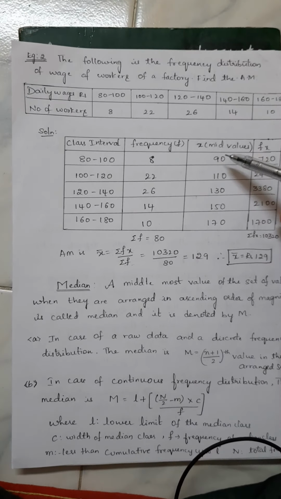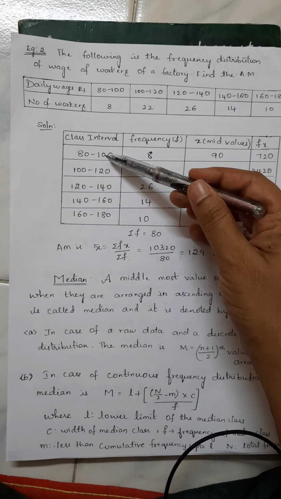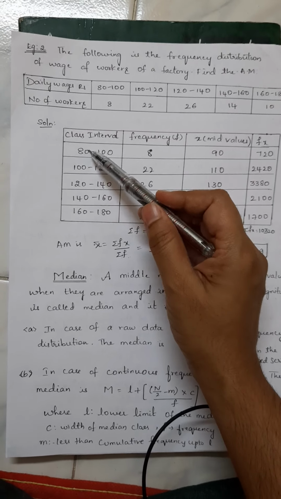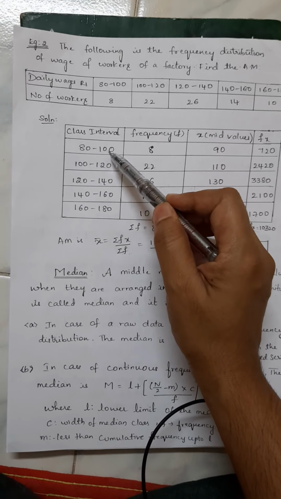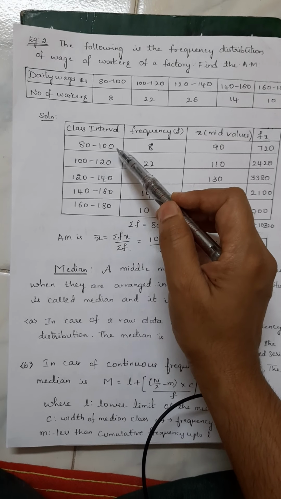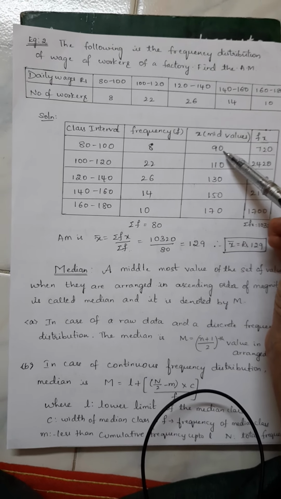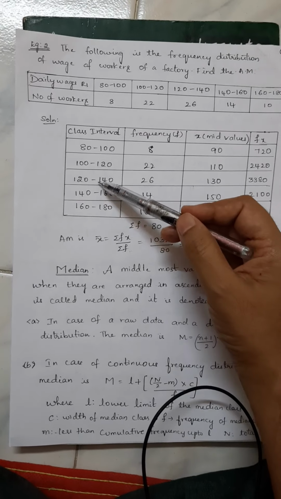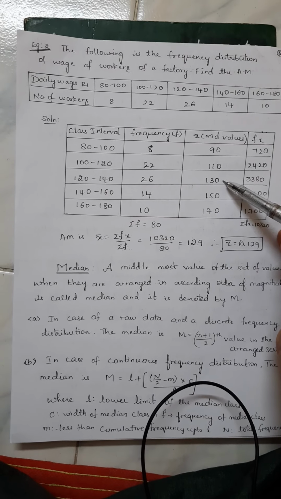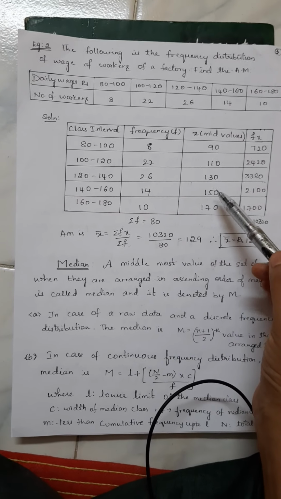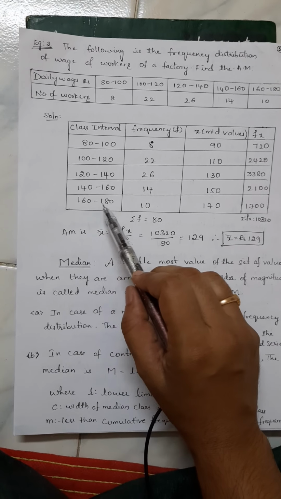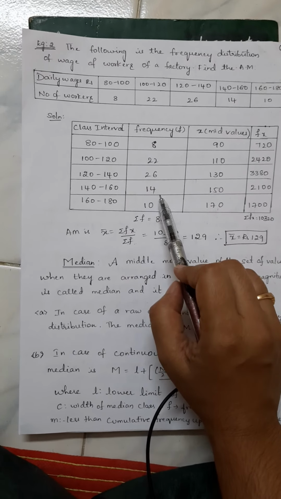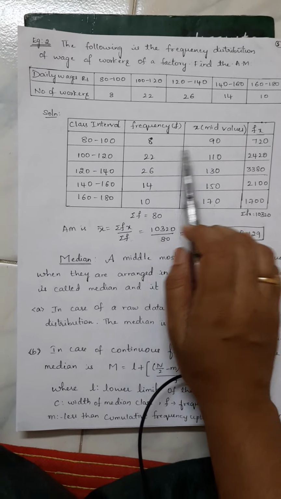Let us calculate the mid values, which we call x. Between 80 to 100, add these two values, 80 plus 100 divided by 2. The mid value is 90. Similarly, 100 plus 120 divided by 2 is 110. 120 plus 140 divided by 2 is 130. 140 plus 160 divided by 2 is 150. 160 plus 180 divided by 2 is 170. I have the values of x and the values of frequency. Now I'll take up the product of f into x.